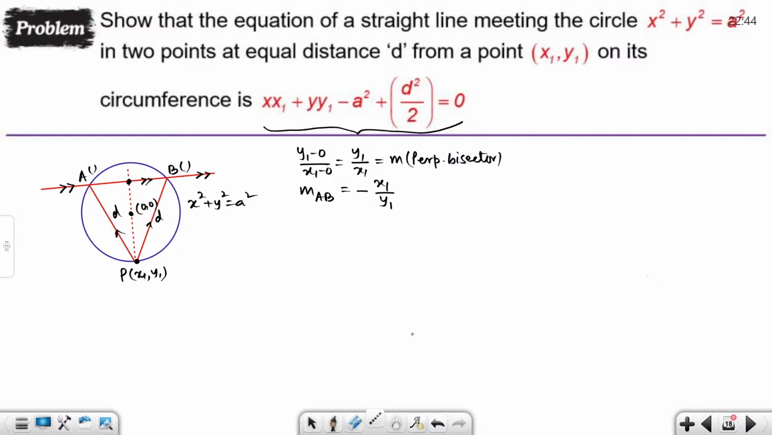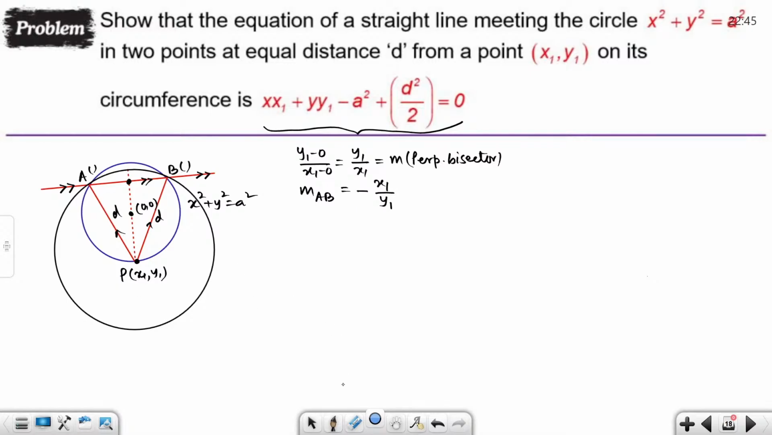Let me draw the circle whose center is at P, that is x1, y1, and radius D. So the circle must pass through these two given points A and B. Am I correct or not? So this is that circle which I have drawn, taking P as the center of the circle and D as its radius. It means this circle is passing through the points A and B. Am I correct or not?